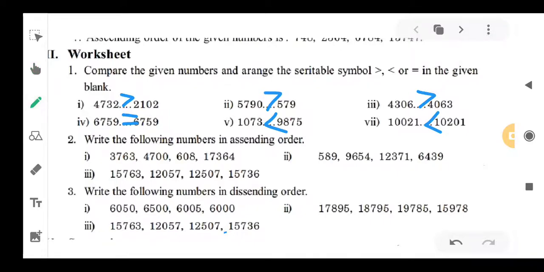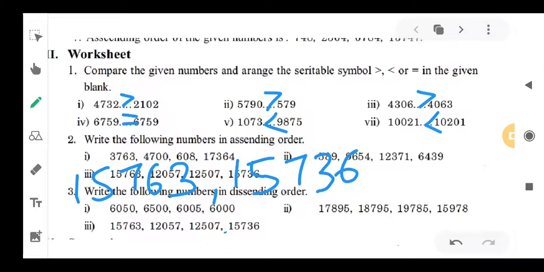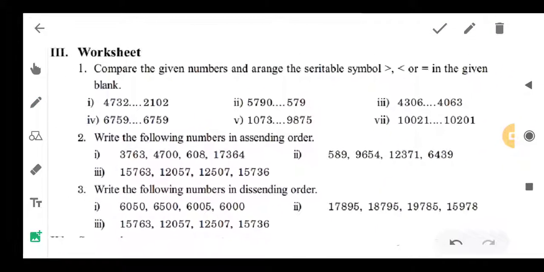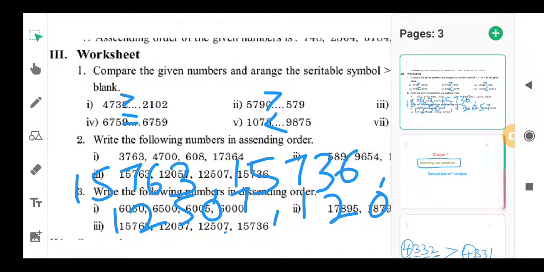So in first place, in descending order, first place 15,763, after that 15,736. So in 12,057 and 12,507, 12,507 is the bigger one, so 12,507. So last one 12,057. This is the descending order for third problem. So this is your worksheet, very simple and easy one. I think all of you understood well.